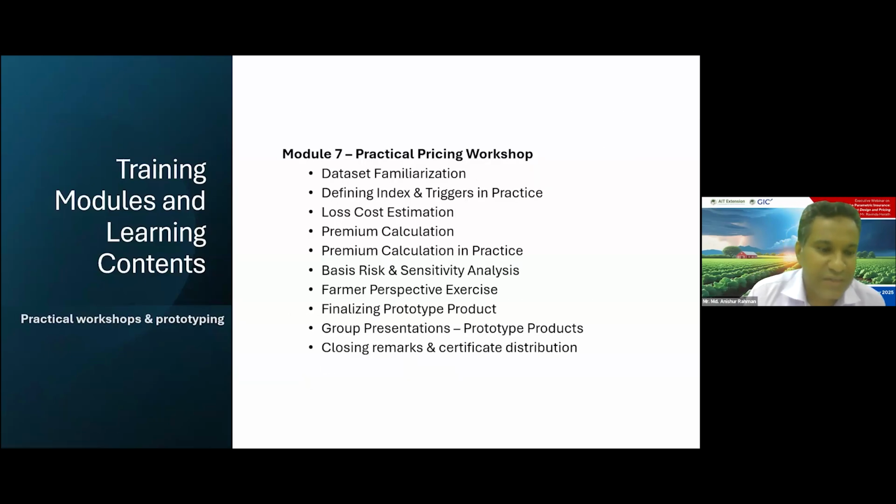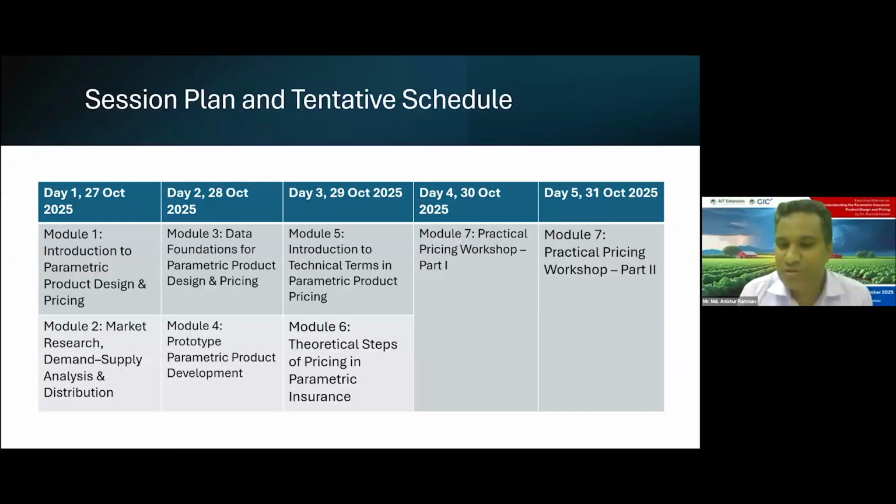The next module is on practical workshops and prototyping. In this section, we will use 2 days for hands-on practice on dataset familiarization, premium calculation, basis risk and sensitivity analysis, then finalizing the prototype product and group presentation, and also at the end, of course, the closing remarks and certificate distribution. So the program has been tentatively scheduled from 27 October until 31st October as a 5-day in-depth training program.